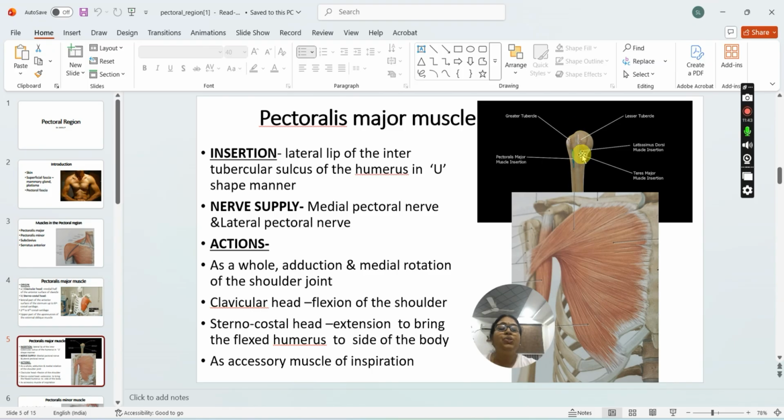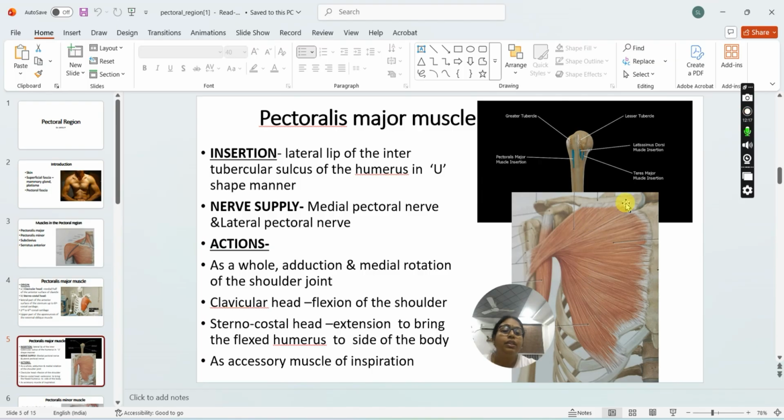In this region, three muscles are inserting: onto the lateral lip, pectoralis major; onto the medial lip, teres major; and in the floor, latissimus dorsi. So fancifully, they call it the lady between two majors. The majors are the pectoralis major on the lateral lip and teres major on the medial lip, and on the floor of the bicipital groove, latissimus dorsi.